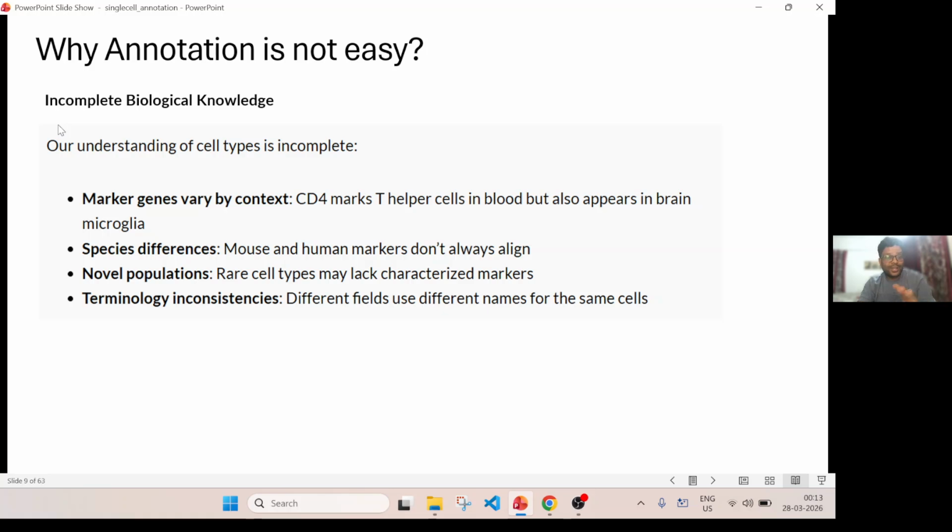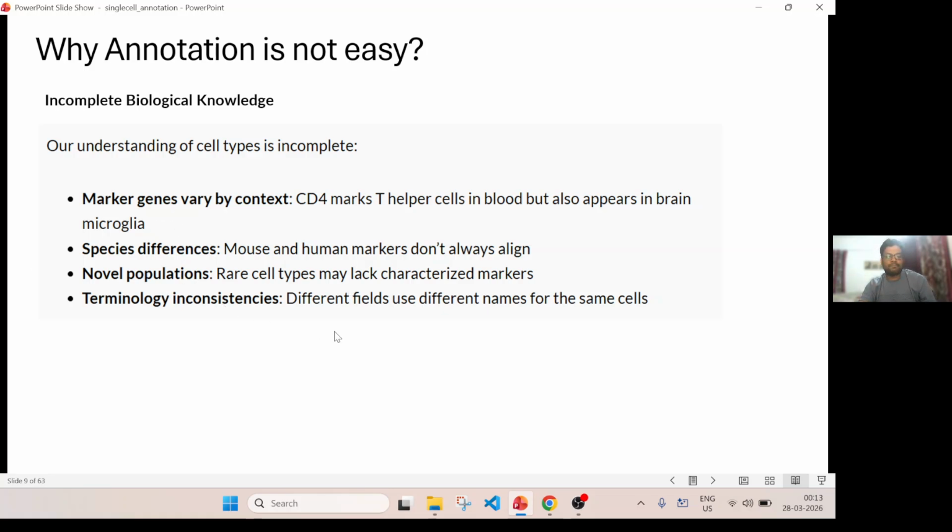And yeah, this is the biggest one I would say: incomplete biological knowledge, because we can only guess the cell type based on whatever literature you have. So if some new rare cell population or some different kind of state is there in your sample, it would be very difficult to annotate. That's where a novel population, the rare cell type, may lack characterized markers. And sometimes you are dealing with something like Drosophila, but currently markers are only available for human and mouse. So how will you do that, right? That's where we do a closest match and try to guess.